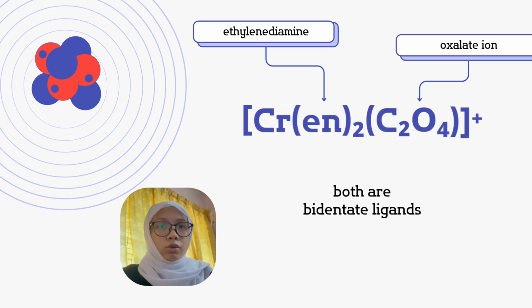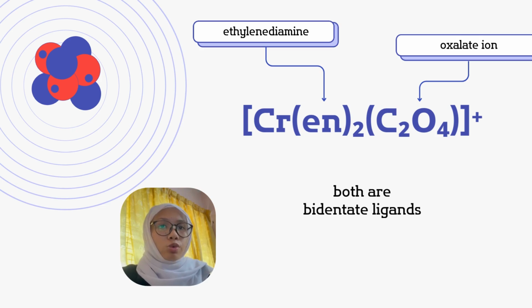Here, diammine refers to the two ammonia ligands, silver is the metal, and I is the oxidation state. Alright, here's a cool and more advanced complex. Let's name it. So we have two ligands here. En is short for ethylenediamine. It's a bidentate ligand, which means it attaches at two points. And then we have C2O4 2-, the oxalate ion, also a bidentate ligand.